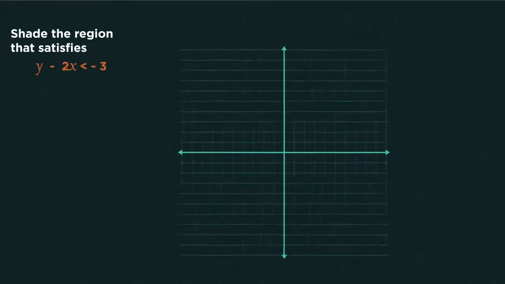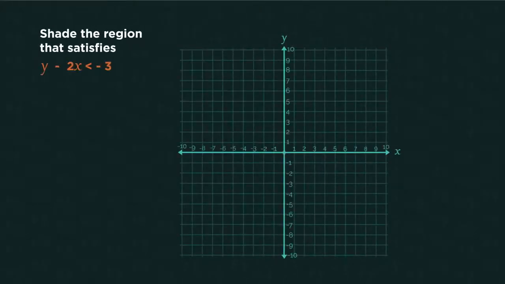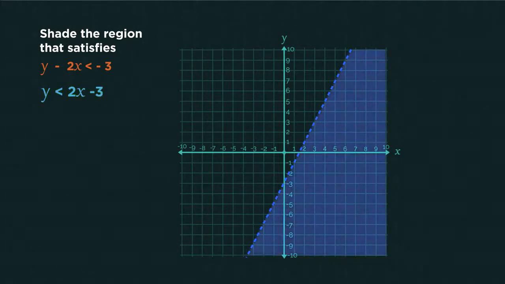What if we have diagonal lines? We first need to rearrange the equation to make y the subject. Then plot this line onto the graph with a dotted line because there's no or equals to. Because the inequality is less than the line, we shade everything underneath the line.